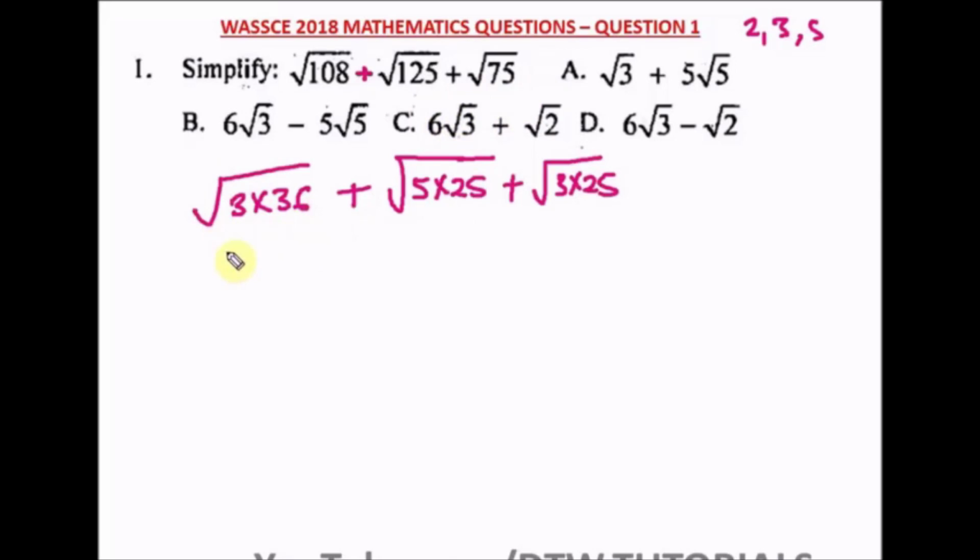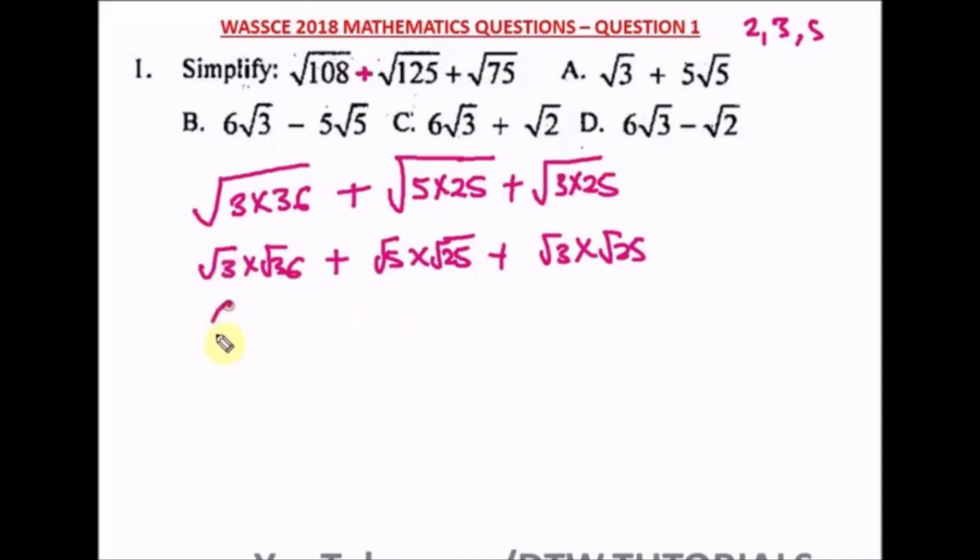So here, what are we left with? This is saying the square root of 3 times the square root of 36, plus the square root of 5 times the square root of 25, plus the square root of 3 times the square root of 25. And what's the square root of 36 here? We have 6. And 6 times the square root of 3 will give us 6 root 3. Plus, what's the square root of 25? That will give us 5. And 5 times the square root of 5 will give us 5 root 5. Plus, what's the square root of 25? Which is 5. And 5 times root 3 will give us 5 root 3.